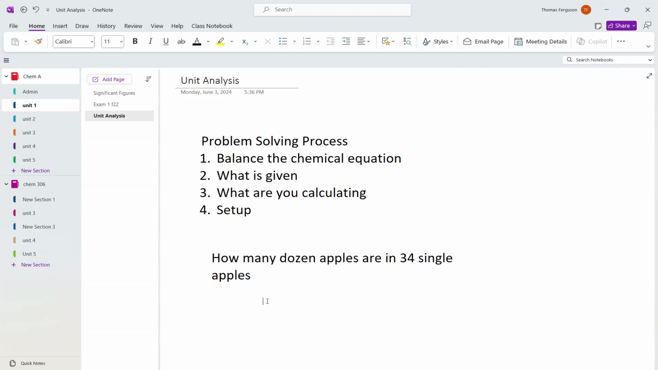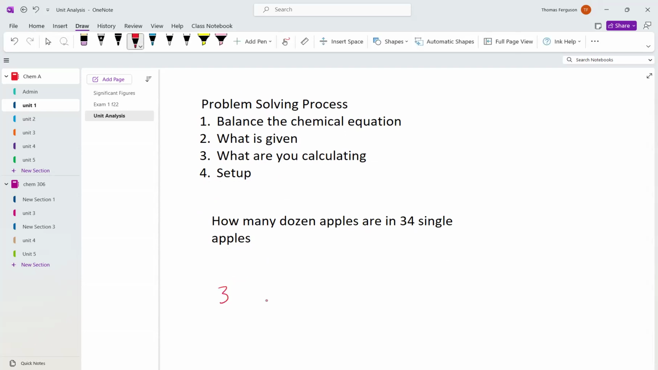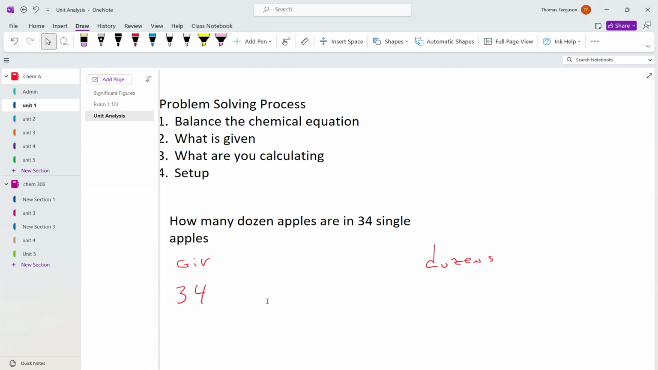Okay, so for this problem, we're going to go through the steps. Skip number 1. Number 2, what is given in this problem? Single apples. Given is always on the left. And what are we trying to calculate? Dozens. Dozens go on the right. Now we have step 4, the setup. What conversion factor do you know that relates dozen to single items? All of you know this. What's the relationship? Yeah, there's 12 of anything in a dozen, right? 12 geese, 12 students, 12 apples, 12 eggs. Okay, so we need to convert that into a conversion factor though.